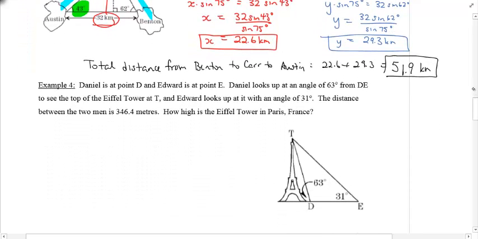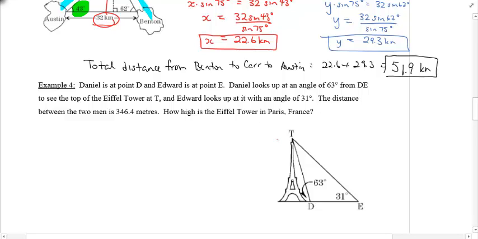Alright, the Eiffel Tower in Paris, in France. I'm asking you to find the height. These two guys went on this trip. Daniel's at point D. He looks up, and to get to the top, he measures that it's 63 degrees from the horizontal. Edward is farther back, so he doesn't have to stretch his neck as much, but still looking up, 31 degrees. The question is, how high is the Eiffel Tower?